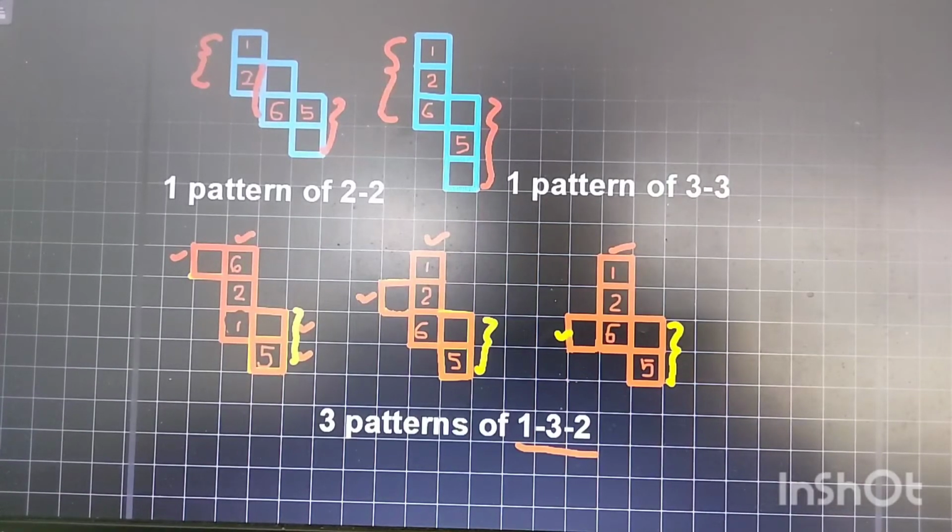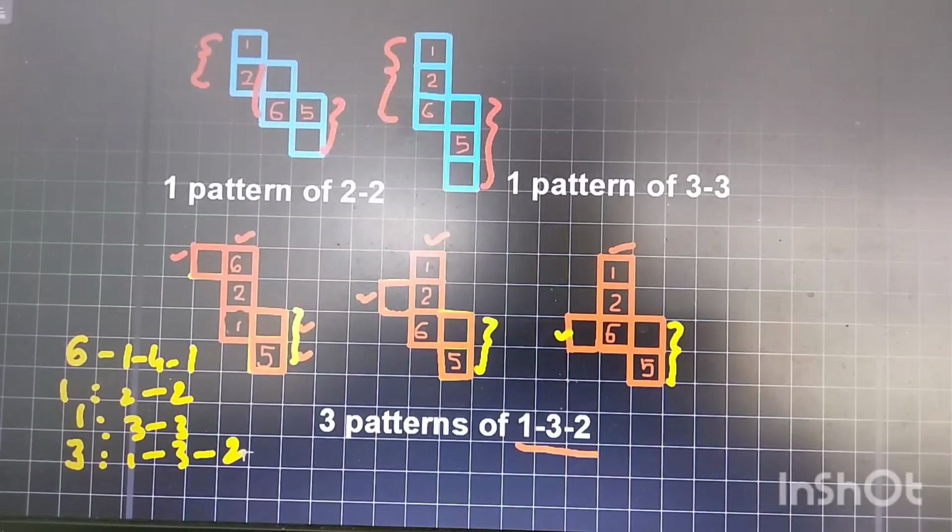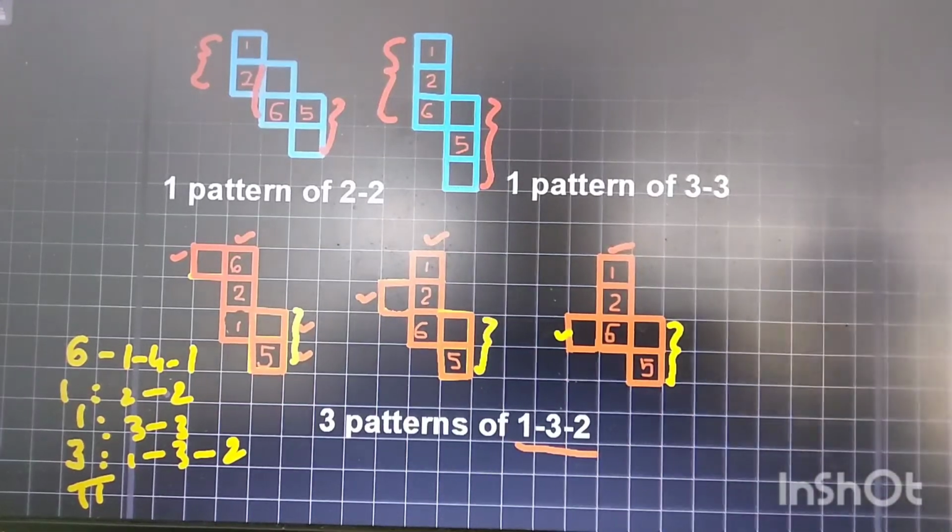So all together you have 6 patterns of 1, 4, 1. Then you have 1 pattern of 2, 2, 2, 1 pattern of 3, 3, and you have 3 patterns of 1, 3, 2. So altogether 6 plus 2, 8 plus 3, 11 patterns. With all these 11 nets, you can form closed cubical boxes.